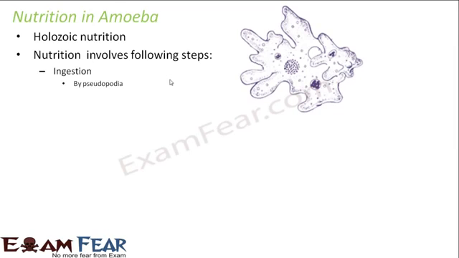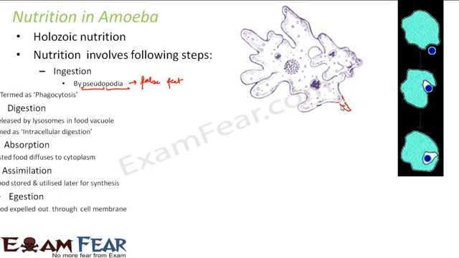The first step is ingestion, that means intake of food. For ingestion, amoeba uses the pseudopodia. What is pseudopodia? Pseudo means false and podia means feet, so pseudopodia is false feet. What is false feet? It is nothing but a temporary extension of the cytoplasm. That means the cytoplasm of amoeba extends. For example, suppose this is the cytoplasm, it will extend like this. Again, it will extend like this. Wherever there is a food particle, the cytoplasm will extend and enclose the food. That is how the intake of food will take place.